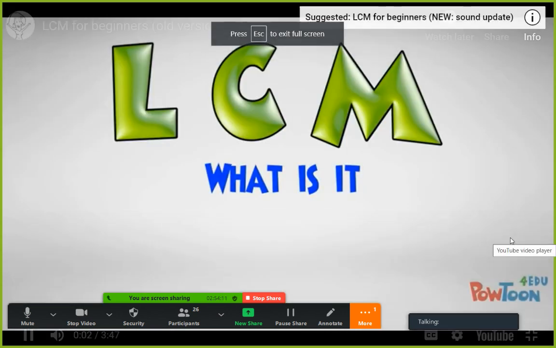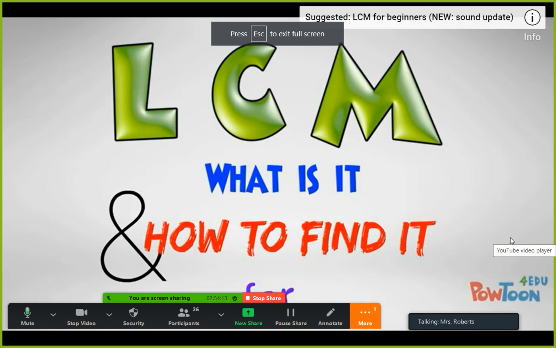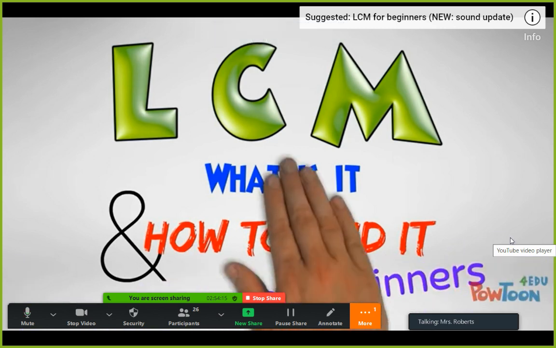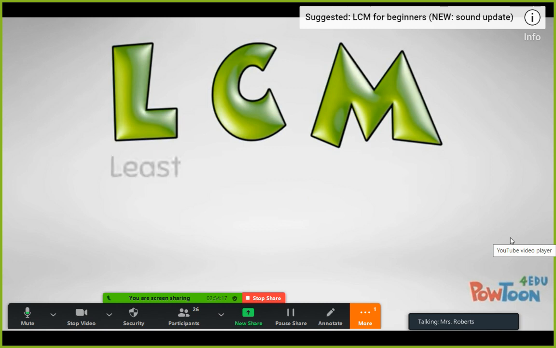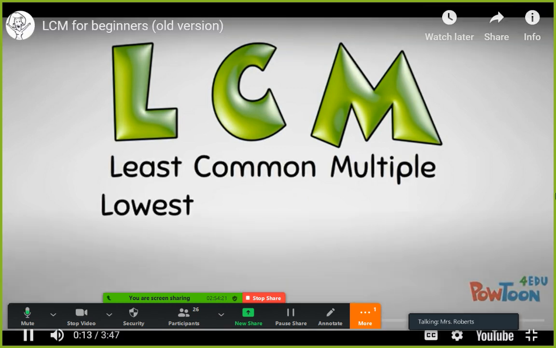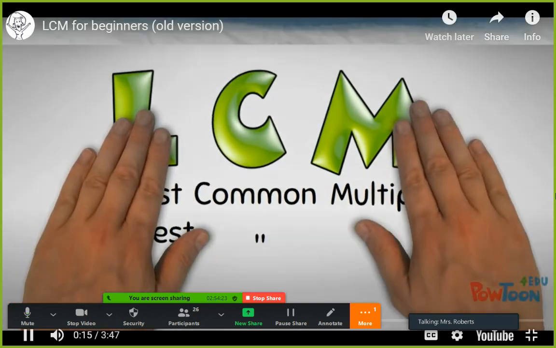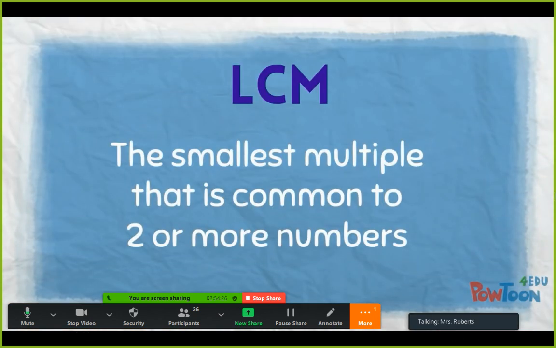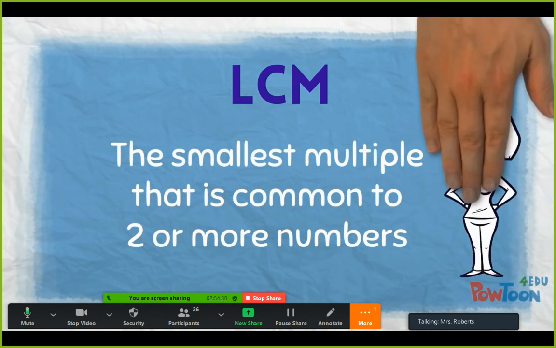LCM. What is it and how to find it for beginners? LCM stands for least common multiple, or the lowest common multiple. The LCM is the smallest multiple that is common to two or more numbers.